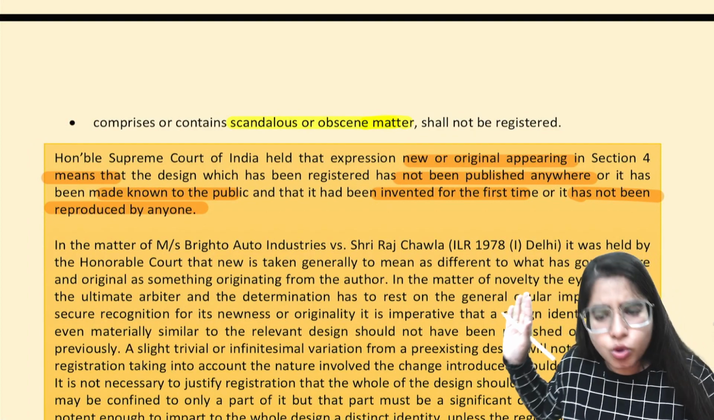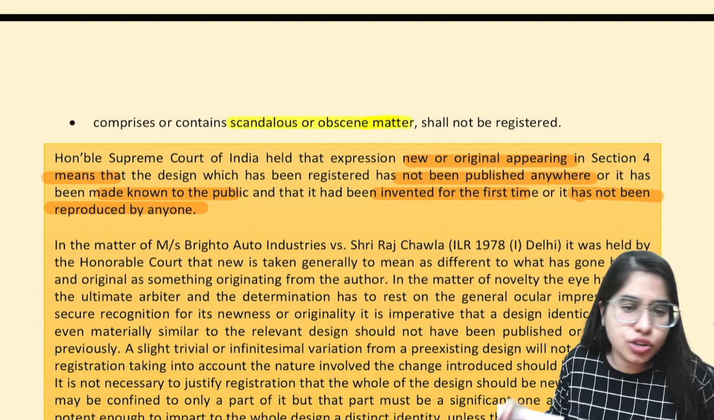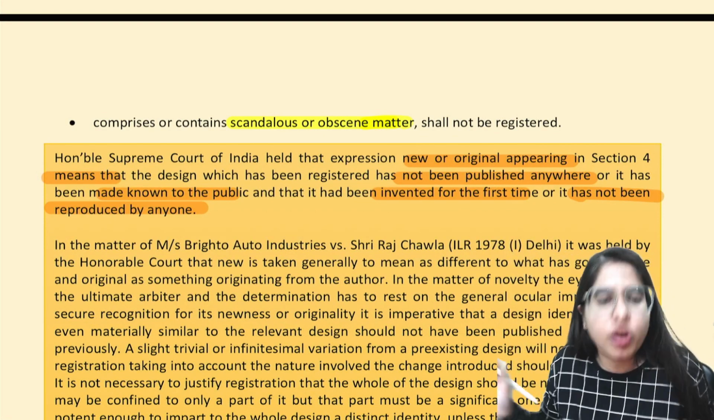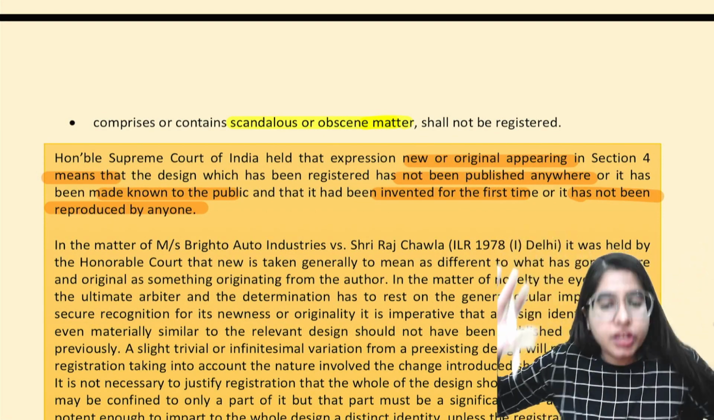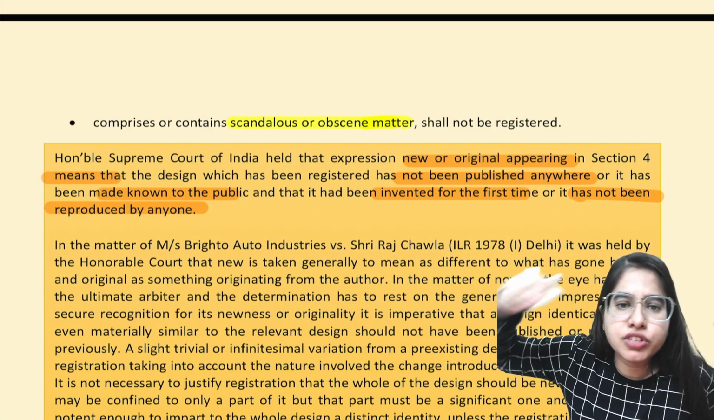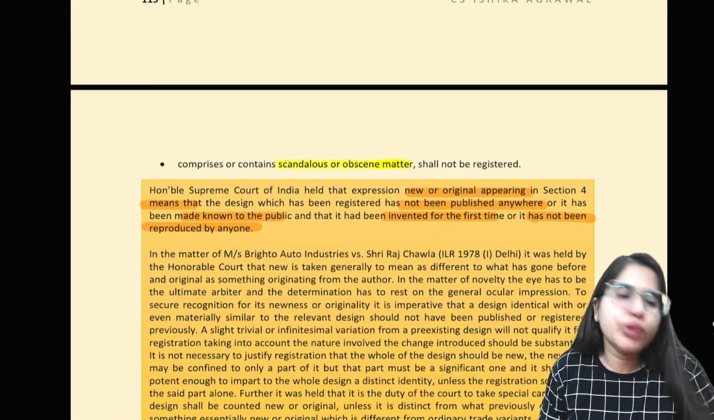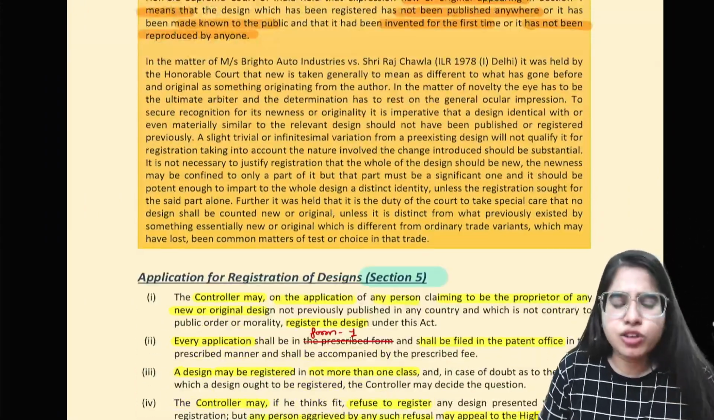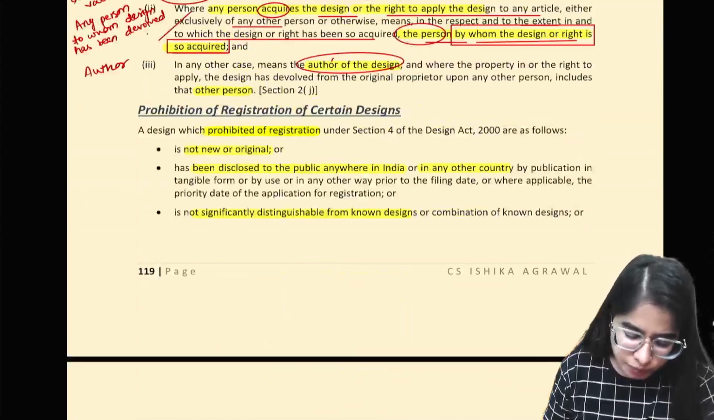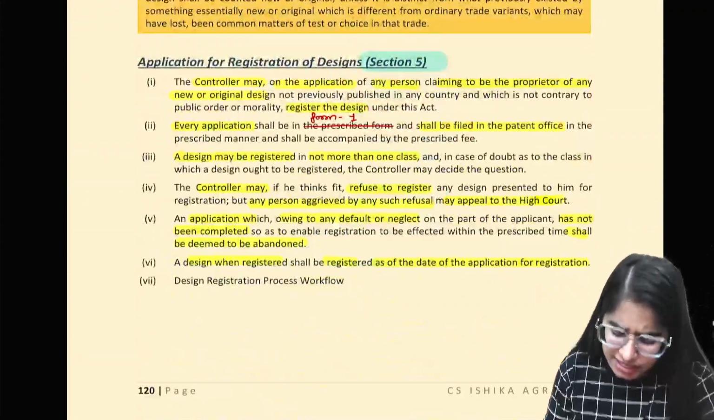In one Supreme Court case law, it was said that in order to register your design, it should be new. It should be new, matlab it should not be published anywhere already. It should be your unique invention, your unique creation, which has not been reproduced or published anywhere. Then only you can register that design. This case law is not important. You can just have a read over it. Prohibition of registration of design, that's it.